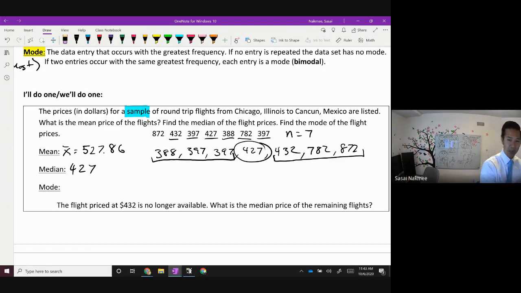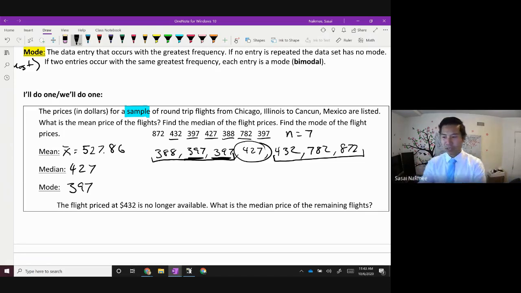And I hope you guys remember that the mode is the one that shows up the most, right? And which one shows up the most? That is going to be the 397. That one is your mode. Just a heads up for those of you who are writing this down: you could have multiple modes. If another number showed up twice, like let's say the 872 showed up twice, then your mode would be both the 397 and the 872. It's whichever one shows up the most, and you can have more than one mode.